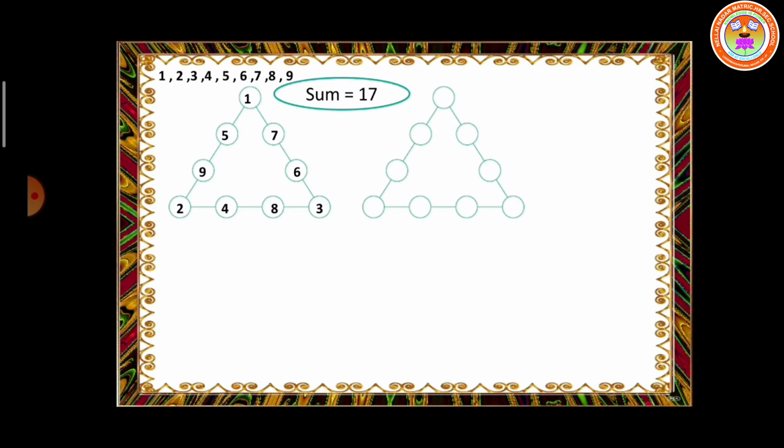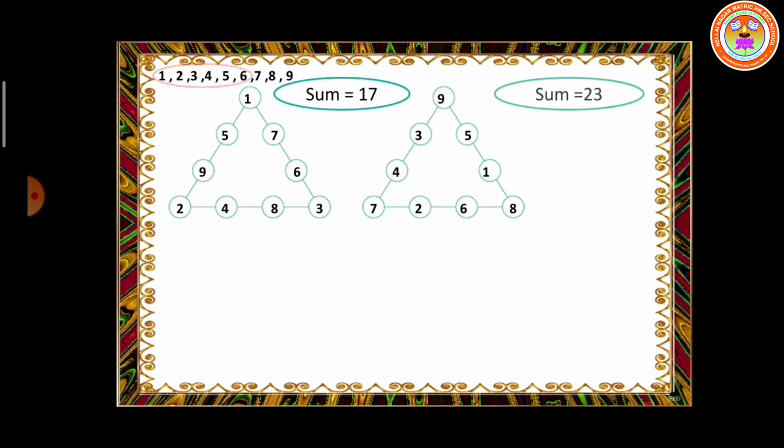Next possible way, we want to complete the corners with the greatest numbers. What are the greatest numbers? 7, 8, 9. Balance 1, 2, 3, 4, 5, 6. Pair the numbers. 3 plus 4, 7. 2 plus 5, 7. 1 plus 6, 7. 9 plus 3, 12. 12 plus 4, 16. 16 plus 7, 23.